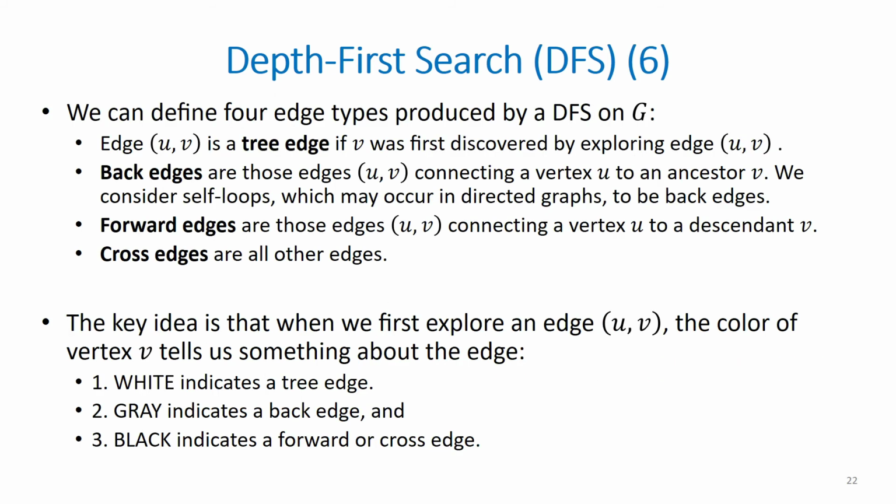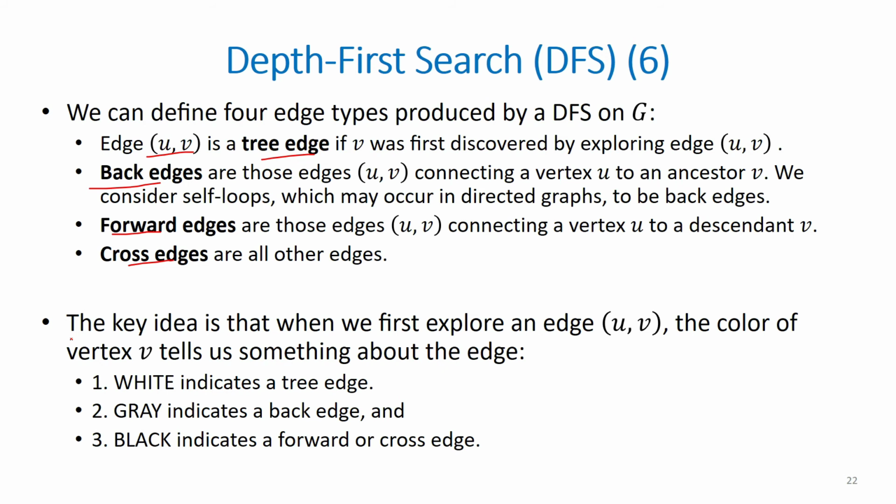So the four types of edges that a DFS produces can be categorized as follows. An edge UV is said to be a tree edge if V is white and is visited for the first time through edge UV. The edge UV is said to be a back edge if it connects U to its ancestor vertex V. All self-loops are considered as back edges. The edge UV is a forward edge if it connects U to a descendant vertex V. Finally, a cross edge is any other edge that is not back, forward, or a tree edge.